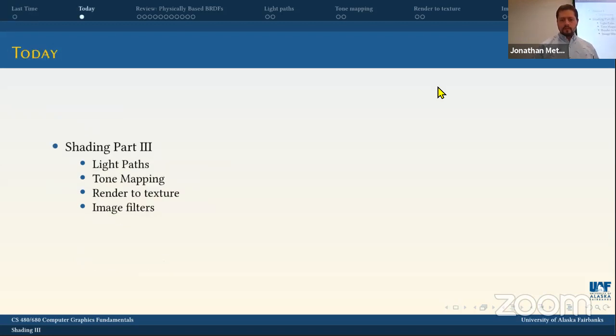All right, so now we're going to talk about different light paths, tone mapping, and we're actually going to talk about render to texture image filters.